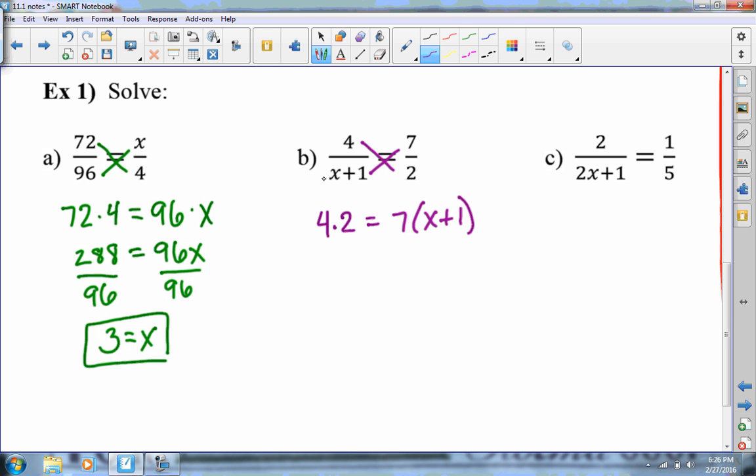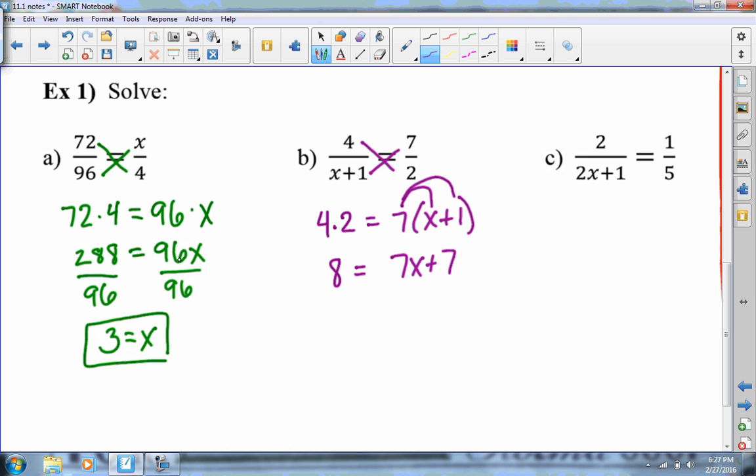But what you need to remember is that this x plus 1 is one whole term. So you can't just write 7x plus 1. You need those parentheses around the x plus 1, because now that tells us that I have to distribute the 7 to both of those terms. So I will get a 7x plus 7. And that's a common mistake that students make. They multiply the 7 by just the x or just the 1, but you have to multiply it to both of the terms. And then 4 times 2 is 8. So now I have more of a linear equation that I have to solve.